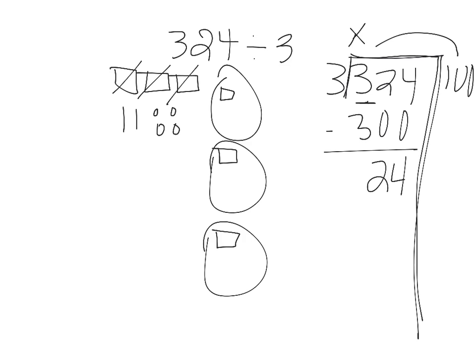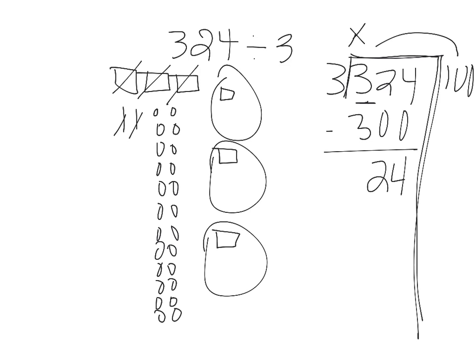So if I trade in a 10, 1, 2, 3, 4, 5, 6, 7, 8, 9, 10. Trade in another 10. 1, 2, 3, 4, 5, 6, 7, 8, 9, 10. Now I have a total of 24 ones. So we go back to our fast facts. This is why it comes in handy to know our fast facts. 3 times what gets us close to 24?